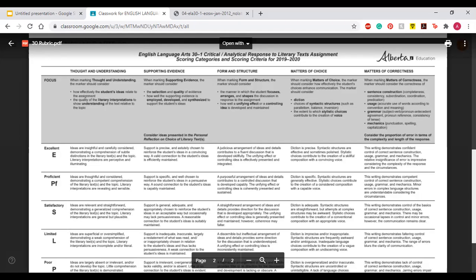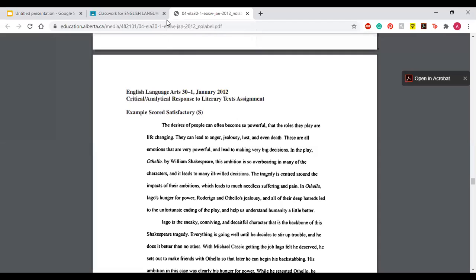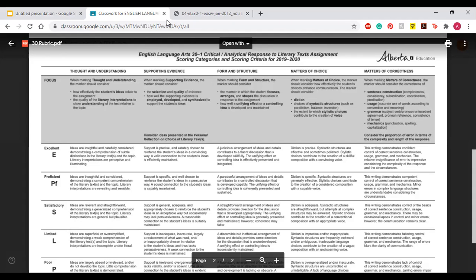Then matters of correctness, you have your sentence construction, your usage of words, your grammar, and your mechanics. So this is on your punctuation, your spelling, your capitalization, your grammar, which is very important, your consistency of tense, your usage. So using words in the correct context and not in the wrong context, as well as sentence construction. So your sentences have to be complete and correctly written to score that excellence. If you fail to meet any of these standards, then you would score below the excellent in the proficient, satisfactory, limited, or poor. Note that if you score poor, then you basically did not have any of this correct.